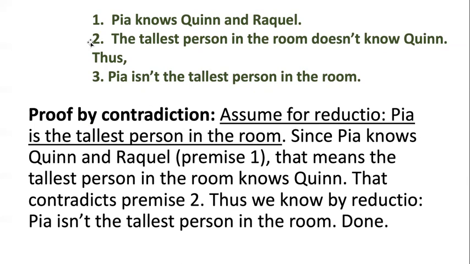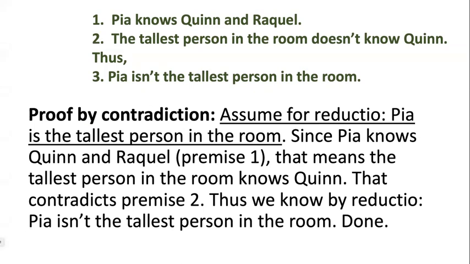So we know that on that reductio assumption a contradiction results. We know that we hit an impossibility. The reductio method then allows us to conclude what we want, that Pia is not the tallest person in the room. So here we're just finally restating our ultimate conclusion. And that concludes our informal proof.